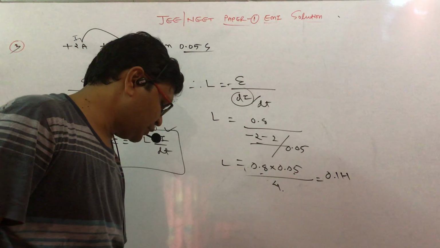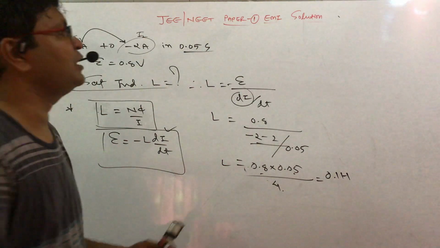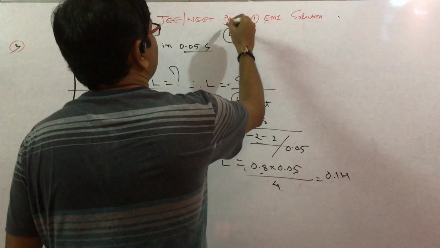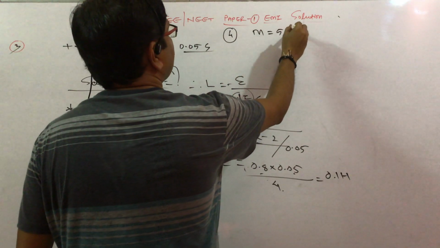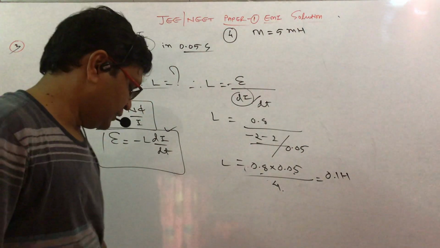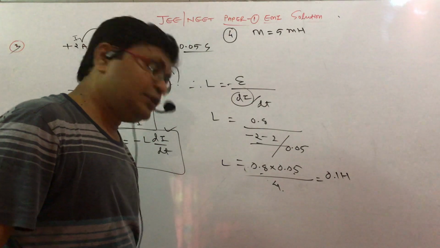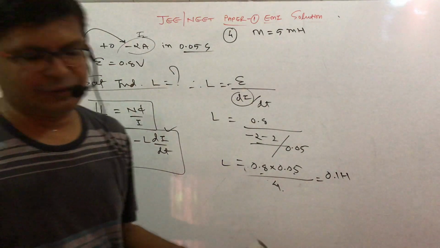The mutual inductance of the system of two coils is 5 millihenry. Question number 4, mutual inductance 5 millihenry. Okay, and the current in the first coil, you know that mutual inductance.